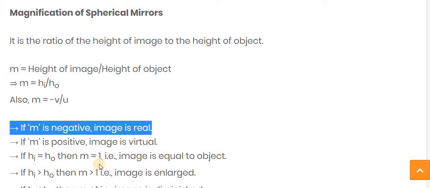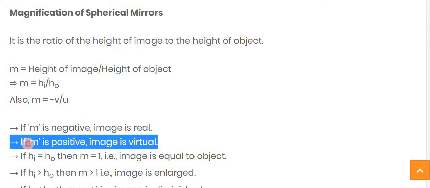to minus 2, then the nature of the image? So you can easily write down accordingly. If m is negative, meaning the m value is minus 2, it is a negative value, so the nature of the image will be real. Suppose the m value given is positive, meaning m is equal to 2, and you are asked to write down the nature of the image of a spherical mirror, then we always get a virtual one.